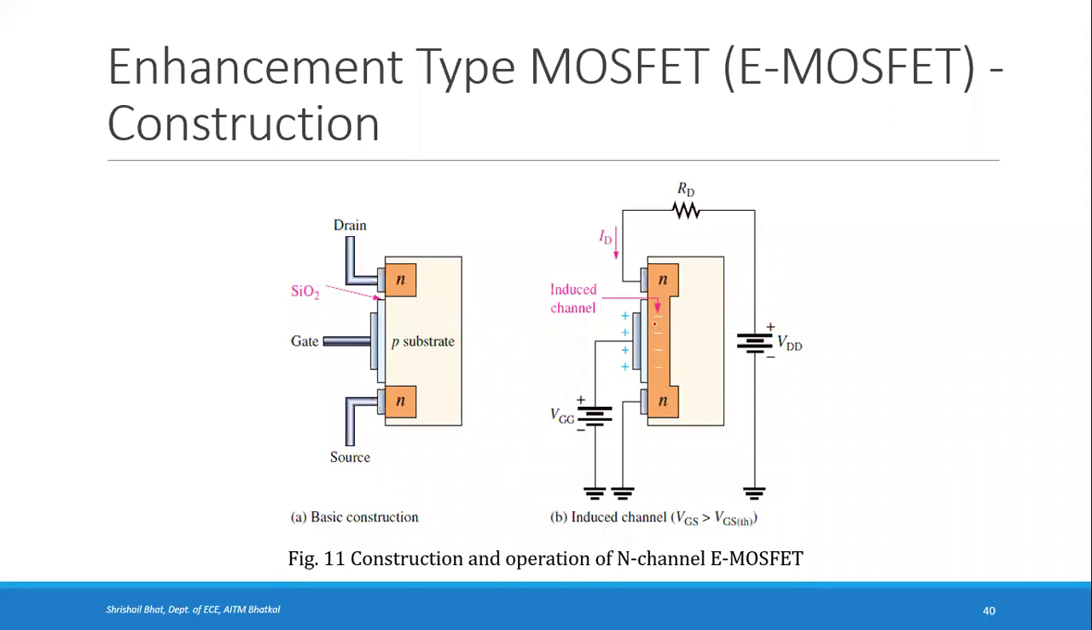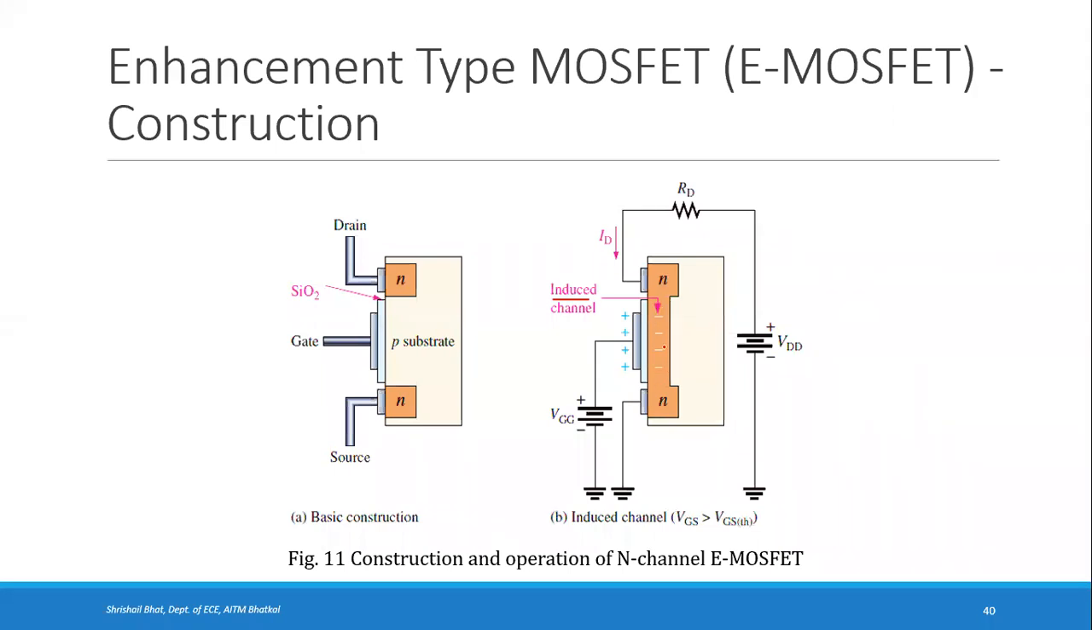Where is that other side? Actually it was here. Here there were no electrons, it was only p substrate. Because you have connected this positive voltage here, some negative charges are developed in this. What are negative charges? They are electrons. These electrons form the channel, and that channel is called the induced channel. The channel was not there while constructing, but it has been induced in the p substrate.